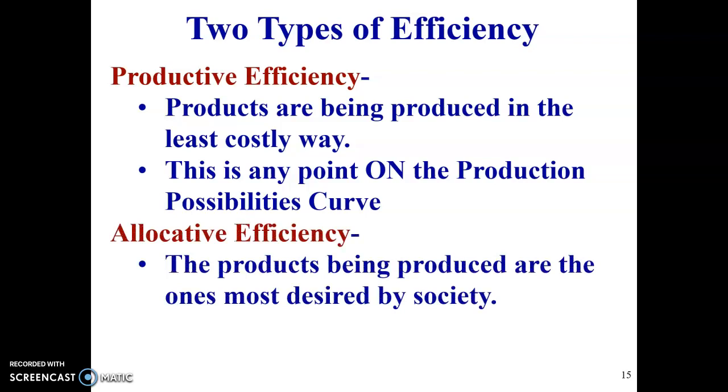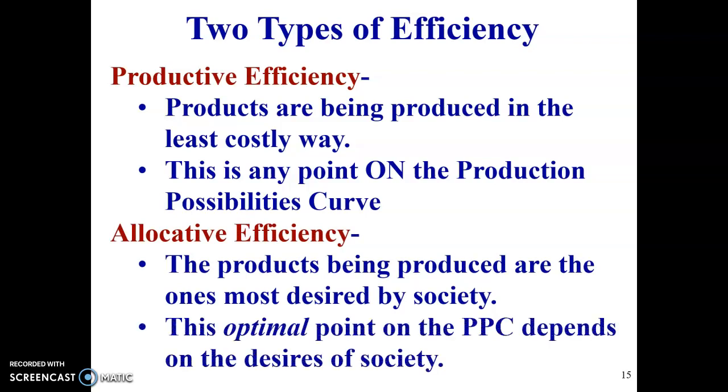Allocative efficiency, this is the products being produced are the ones most desired by society. The optimal point on the PPC would depend on the desires of society, what would be society's optimal quantity. Say for vaccines for COVID, it depends on the context, right? At various points in the last 2 years, we've seen the marginal benefit curve for vaccines increase when we've had a need for many people, and when the benefit was much greater than the cost.